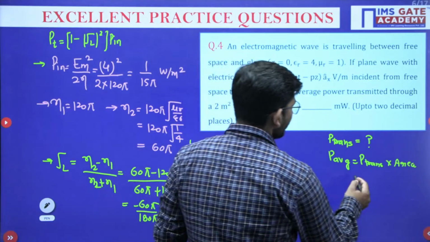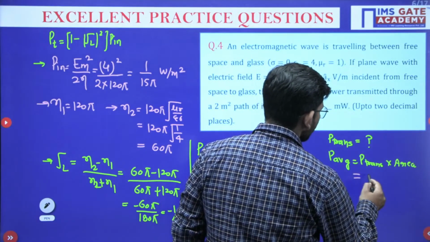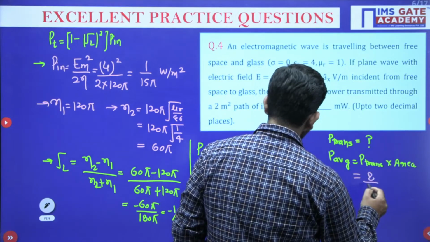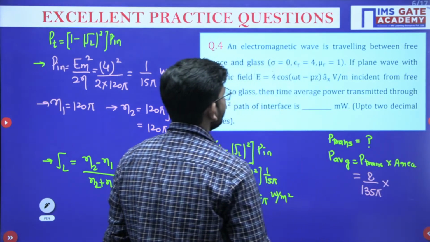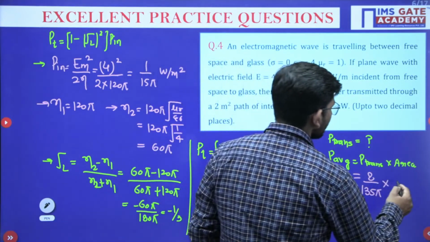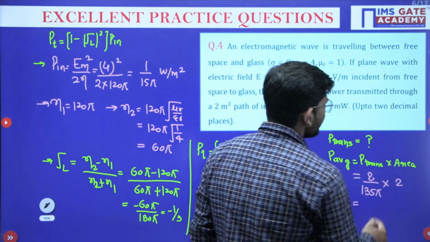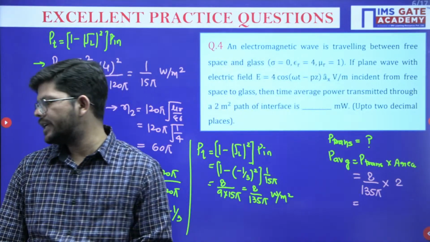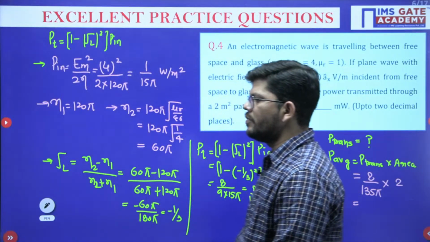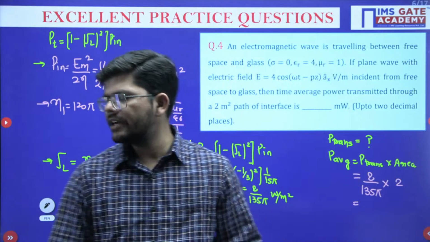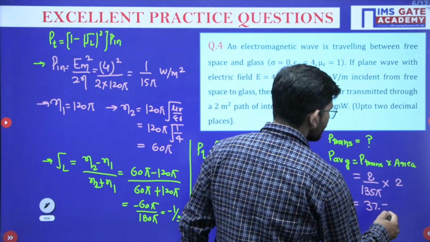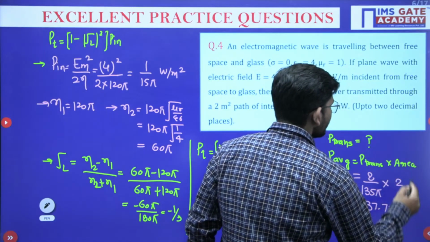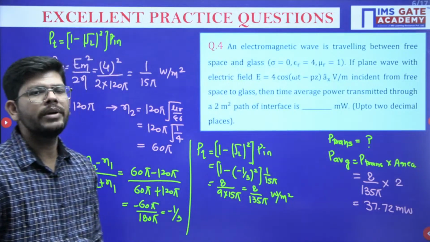Now, to calculate the average power, it will be the power transmitted, which is 8 upon 135 pi, into the area. Area is given as 2 meter square, so multiply with 2 only. It will be 16 upon 135 pi, and from that you will get 37.72 milliwatt. That is the answer that I am having. Cross check from your own side as well. 37.72 milliwatt will be the answer.